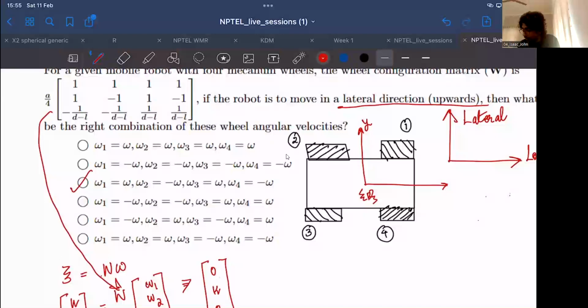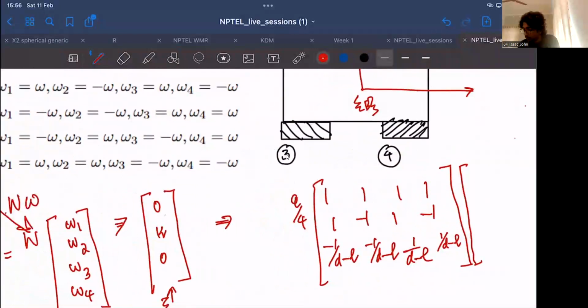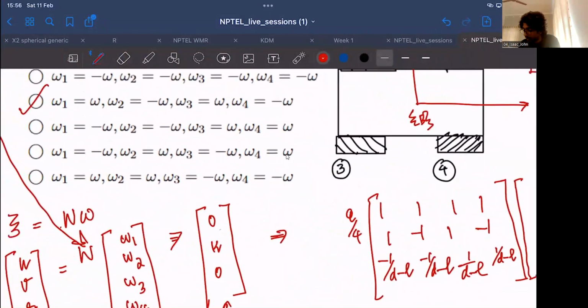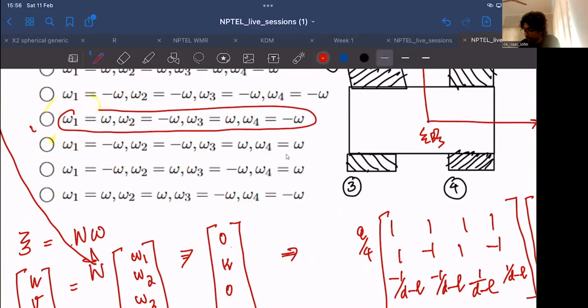So in this regard, what is your wheel configuration matrix? This should be A by 4 times 1, 1, 1, 1; 1, minus 1, 1, minus 1; minus 1 by d minus L, minus 1 by d minus L, 1 by d minus L, 1 by d minus L. So if we simply take a look at the third option, where omega 1 is omega, omega 2 is minus omega, omega 3 is omega, omega 4 is minus omega.